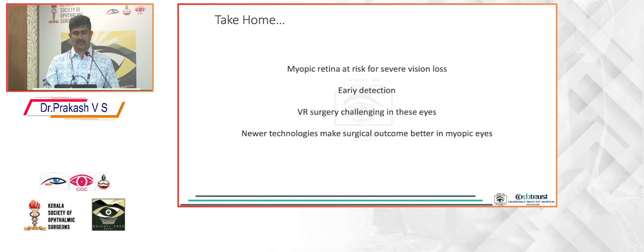So to conclude, we have to understand that these eyes are peculiar eyes where they have a higher risk compared to normal eyes to lose vision, not only due to other problems but due to retinal and macular issues also. So early detection is very important. You have to judiciously use OCT whenever you see a patient of myopic macular degeneration, and if the patient is complaining of any visual symptom, don't ignore it. Always do an OCT and see if there is anything going wrong. VR surgery is challenging, but newer technologies are making it better and more successful for these patients. Thank you.